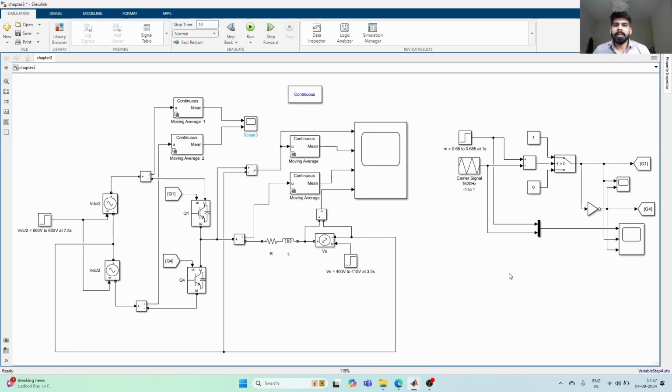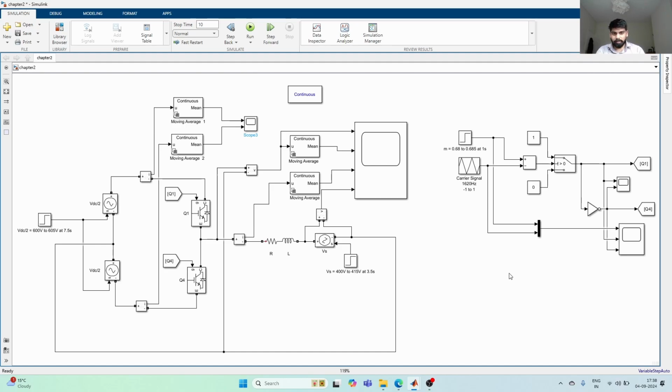Hello and welcome again. So today we'll be looking at the control of the half bridge converter. Let's recap what we did in the previous session, in my previous video. We modeled the half bridge converter as suggested in the book that we are following, and we saw how that system behaves, how the whole network behaves when we change certain parameters.